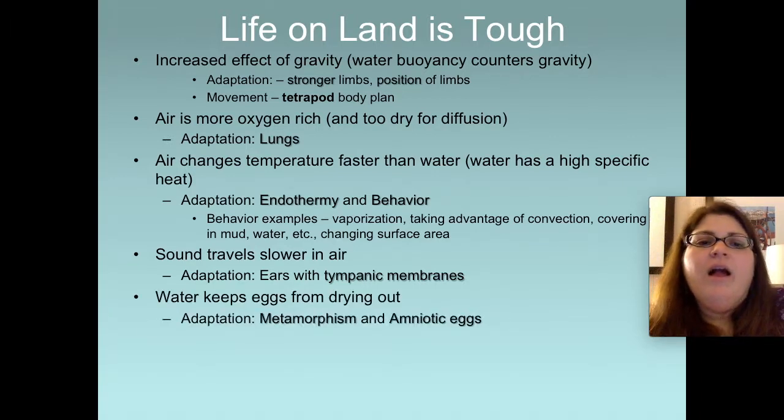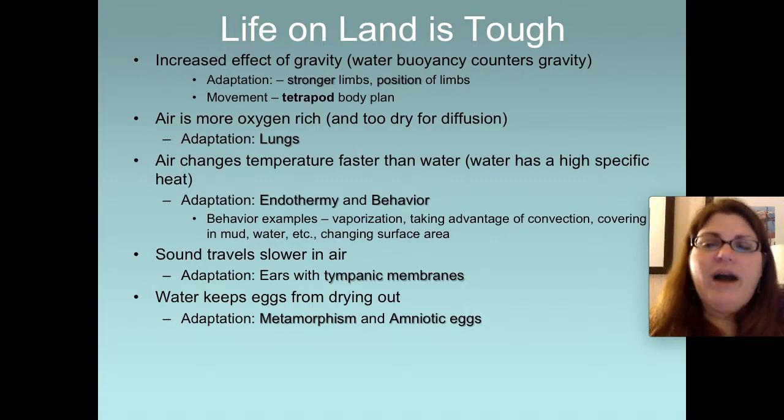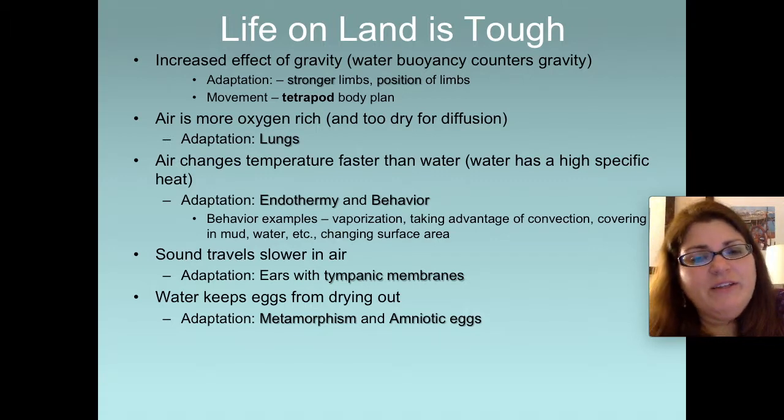Okay. And this one's really important. So that idea of drying out, especially the reproductive cells in the larva, we have two things: metamorphosis and amniotic eggs. You already know about metamorphosis. We saw it a lot in the invertebrate world. So obviously, it's the amphibians that take advantage of that. We'll talk more about that in a second.